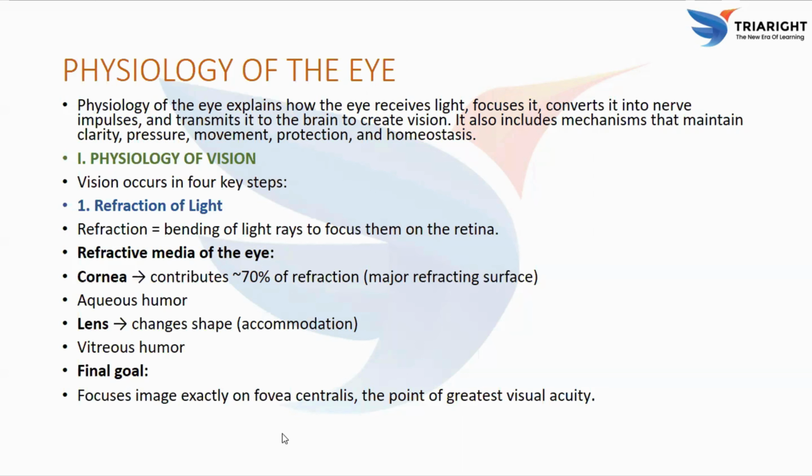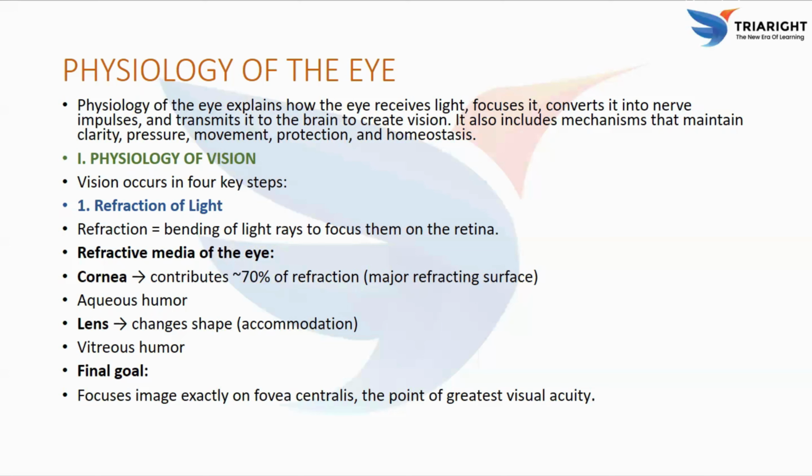This slide covers the first step, which is the refraction of light. So what is refraction? Refraction is nothing but the bending of light rays as they pass through the refractive media of the eye. So light enters the eye, then this light must be bent or focused, and then land exactly on the fovea for clear vision. So what is the refractive media of the eye?